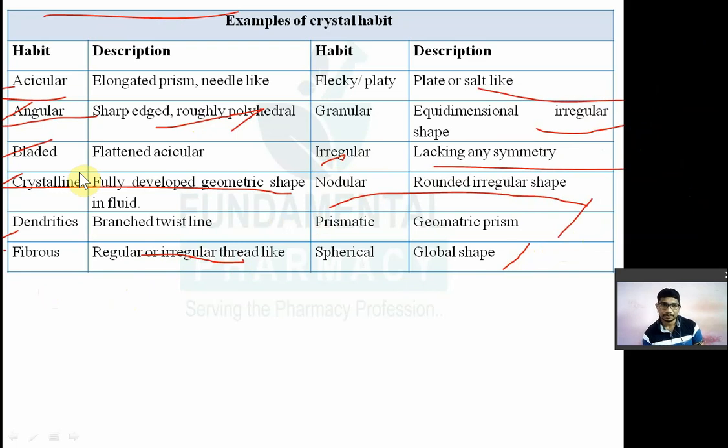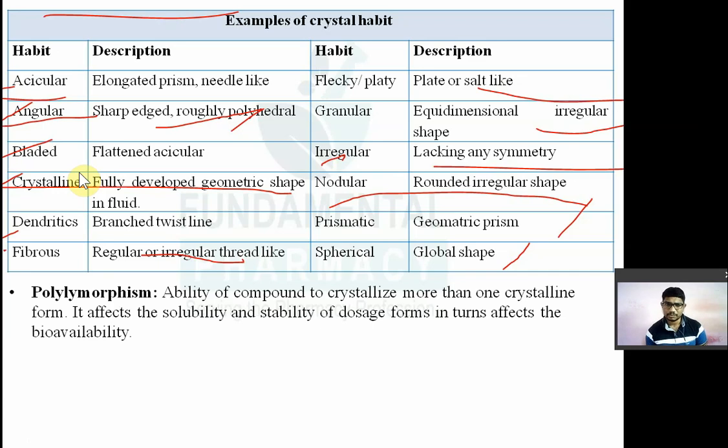That is, what the external shape will be. So we are already seeing this in the crystallization chapter. Now what is polymorphism? Polymorphism is nothing but the ability of a compound to crystallize in more than one crystalline form.